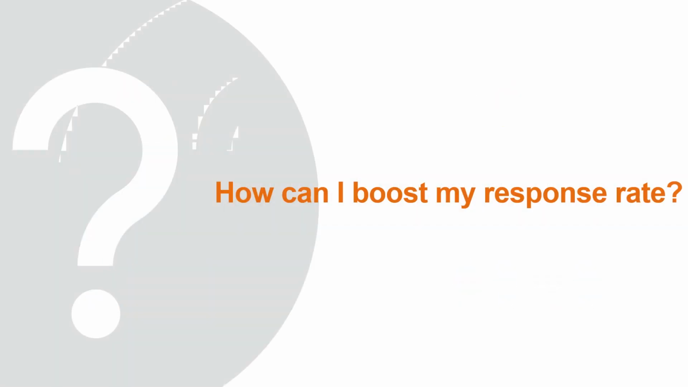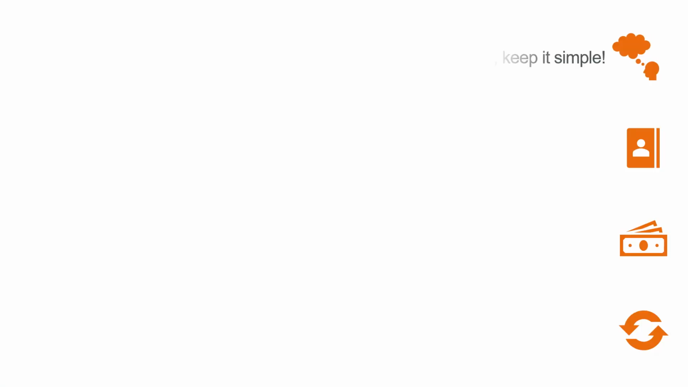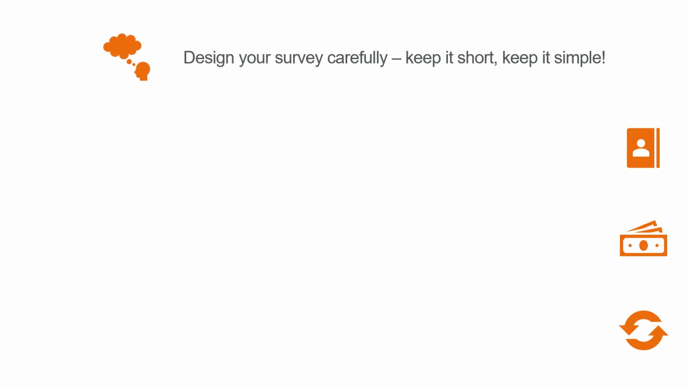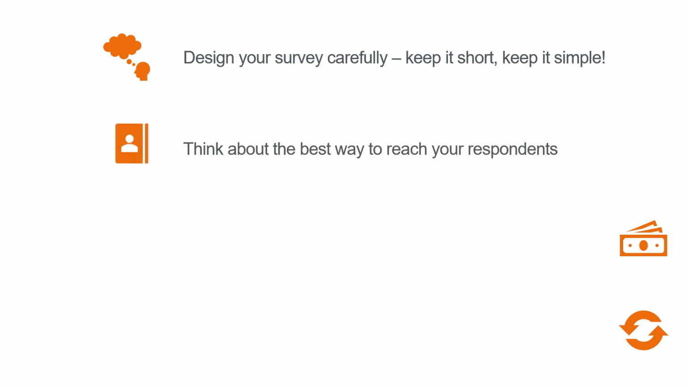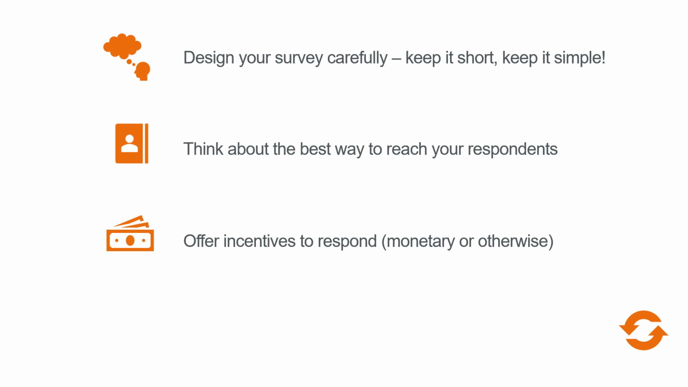So how do we go about doing that? The first thing to think about is how you design your survey. You want to make sure you are keeping it short and keeping it simple. You also want to think about the best way to reach your respondents. Should we be using text or WhatsApp rather than email? You can also consider using incentives, monetary or otherwise. For example, maybe you want to offer access to mentoring or training modules.